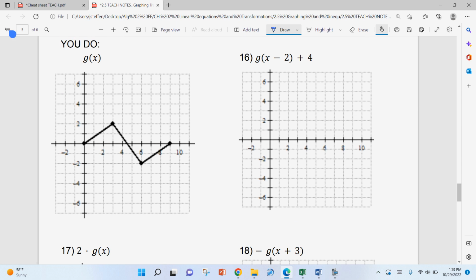So go ahead and do these on your own. Again, pause this, do them on your own, then check your work. And start every one of these with the ordered pairs. So over 3 up 2, over 6 down 2, and 9, 0.